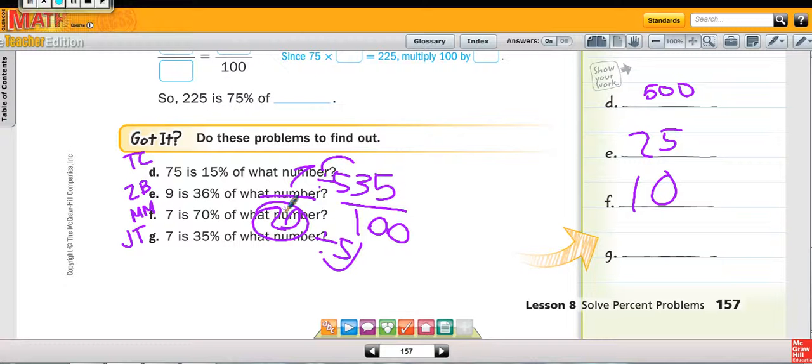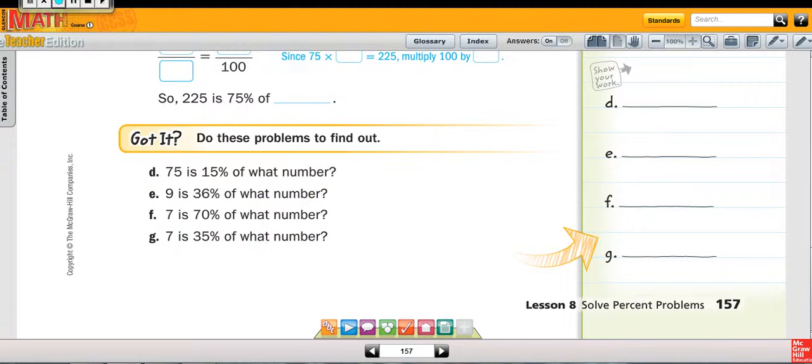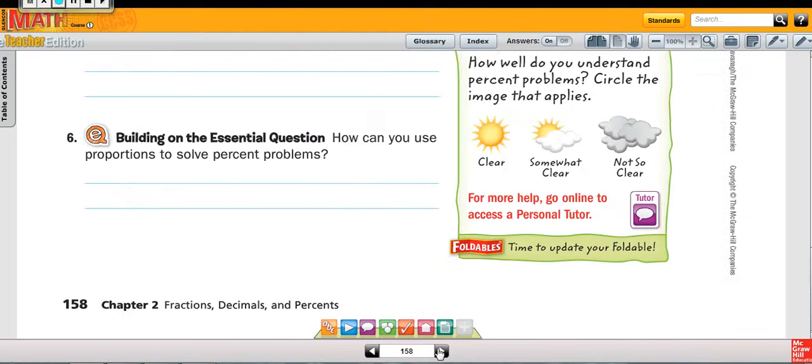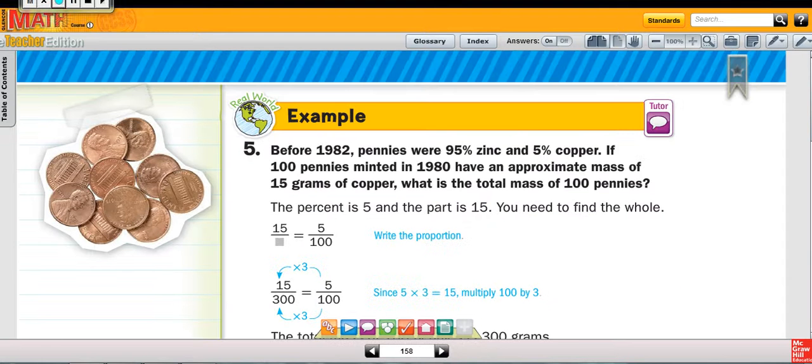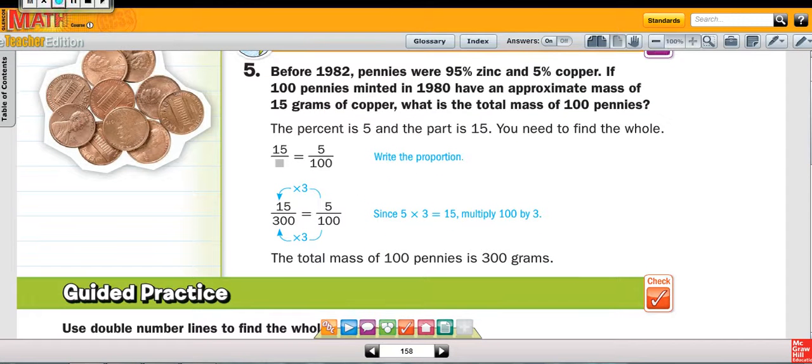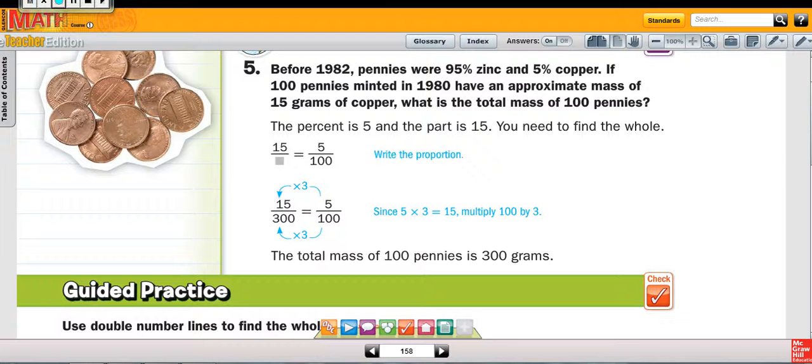We didn't have to really use cross products, did we? Is that always going to be the case? No. Sometimes we're going to have to use that cross product strategy to solve these problems. Look at the top of 158 real quick. Number 5. Before 1982, pennies were 95% zinc and 5% copper. If 100 pennies minted in 1980 have an approximate mass of 15 grams of copper, what is the total mass of 100 pennies?